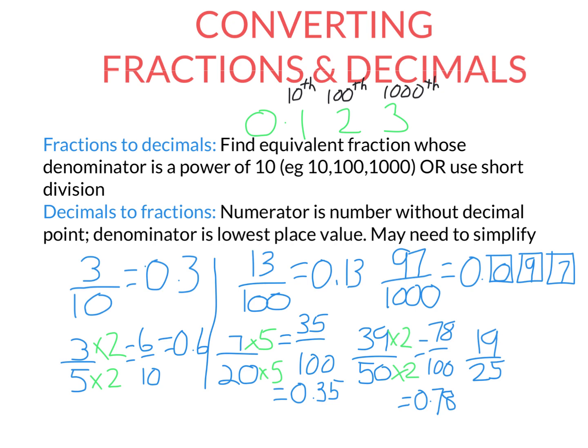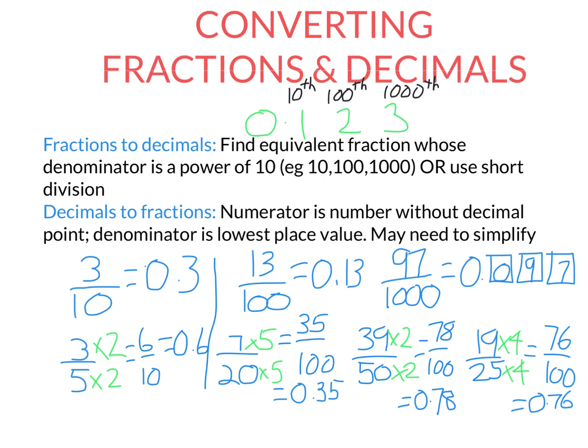19/25? Well, 25 goes into 100 4 times. What you do to the bottom, you must do to the top. So a quick way of multiplying by 4, remember, you double it and double it again. So 19 times 4. Double 19 is 38. Double it again is 76. So here I get 76/100. So I put 76 hundredths, 0.76.